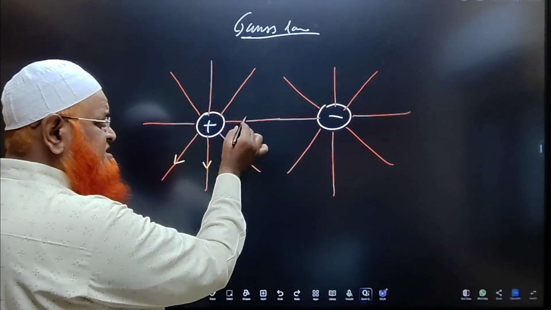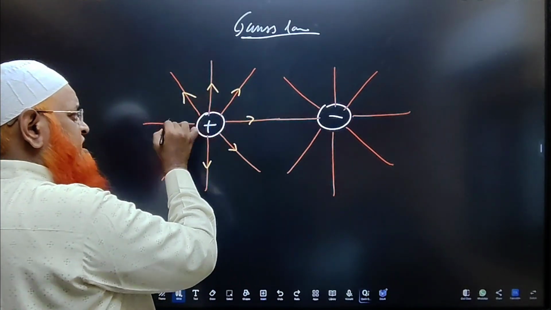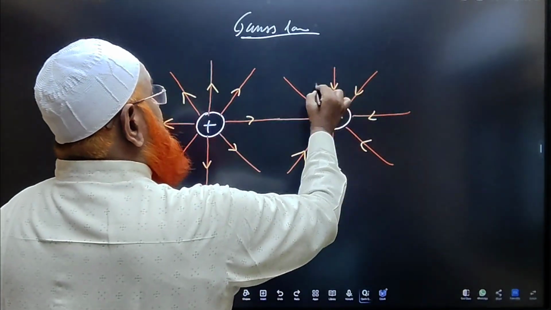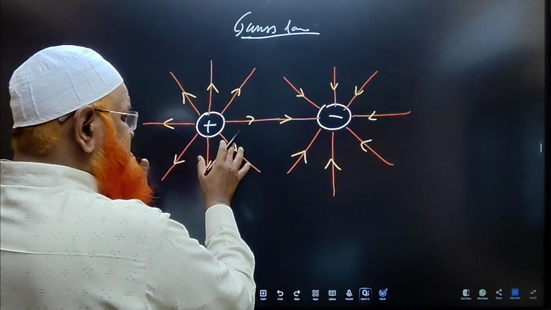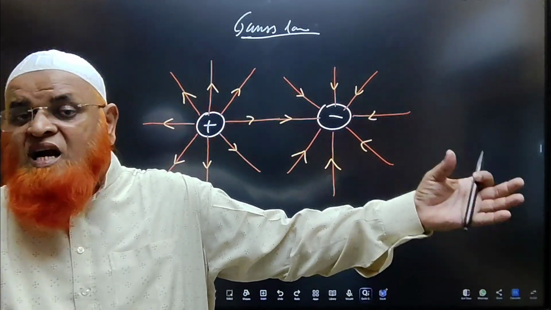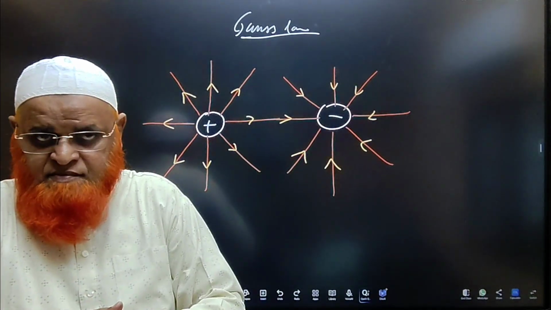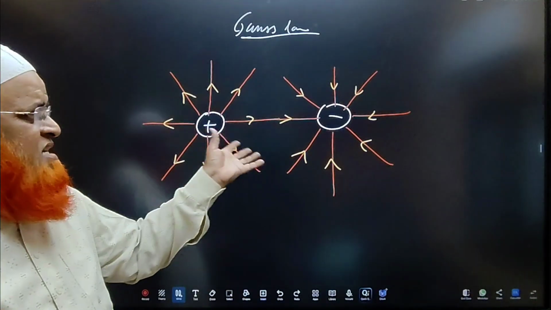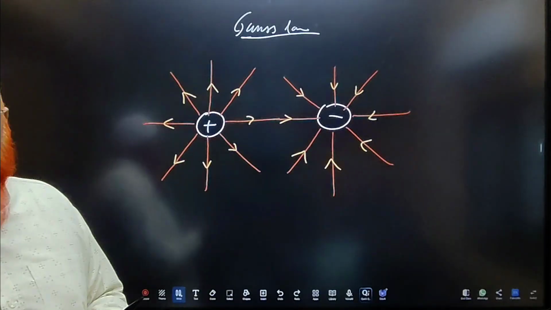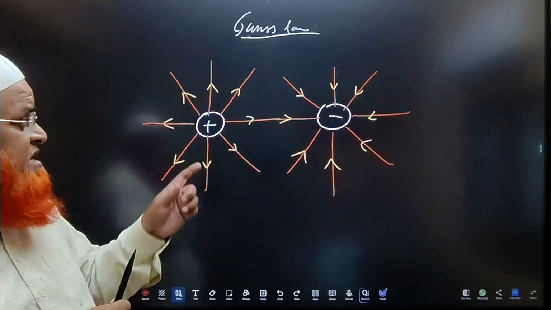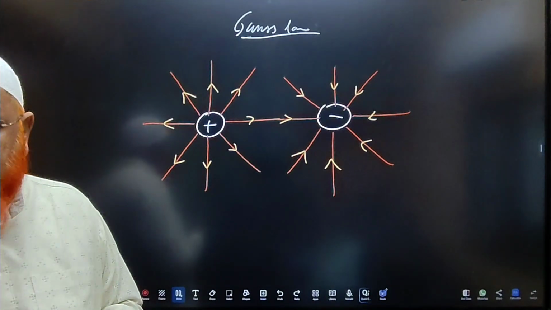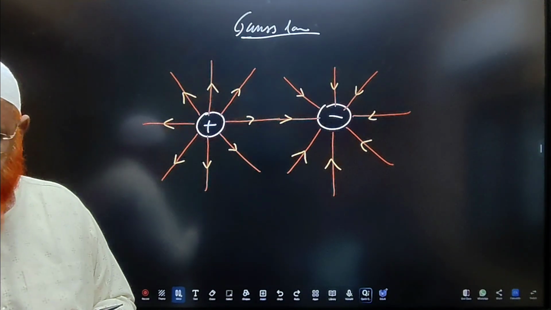Here they are called divergent, and this is called convergent. Electric lines of force are called convergent here, and divergent here. Divergent means diverging from one point. Convergent means coming to one point. So this is the difference between divergent and convergent. Moving away is divergent, coming in is convergent. How do you decide that direction? Why is this positive charge's field moving away and this one coming closer? That is decided by the test charge, which is a positive charge.